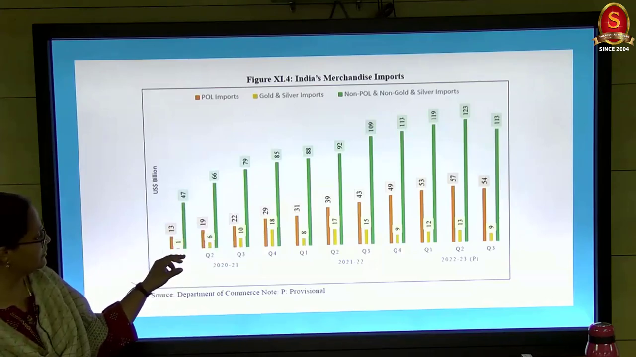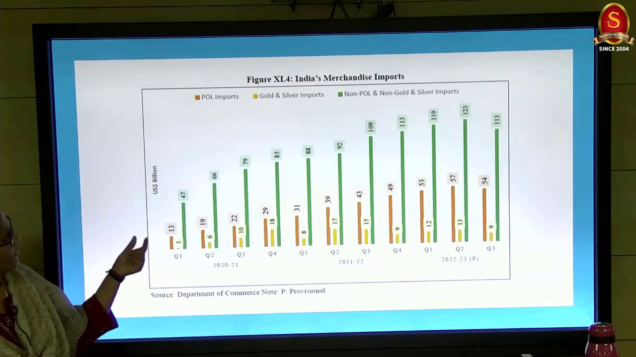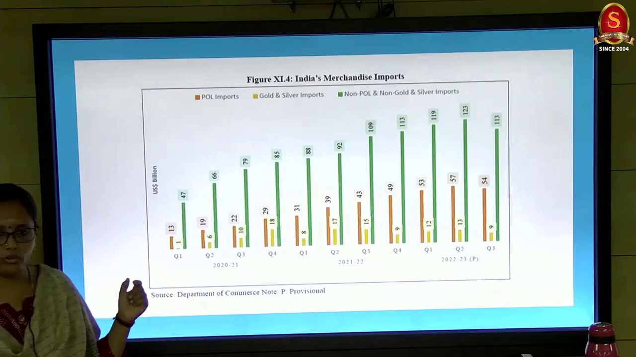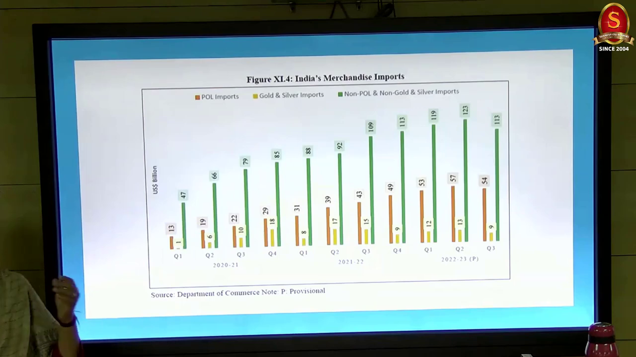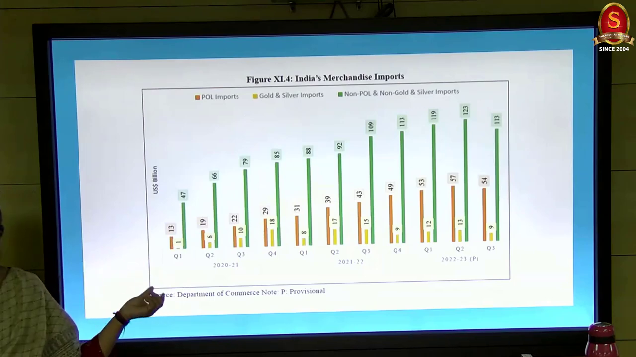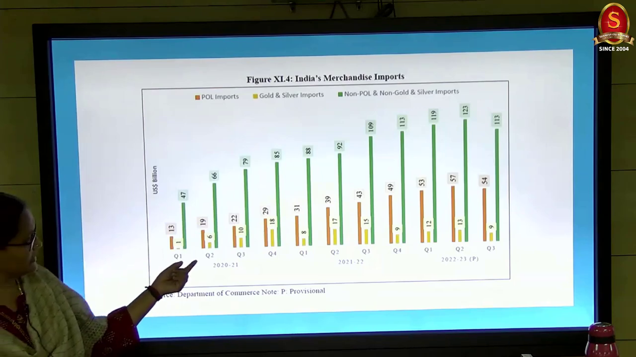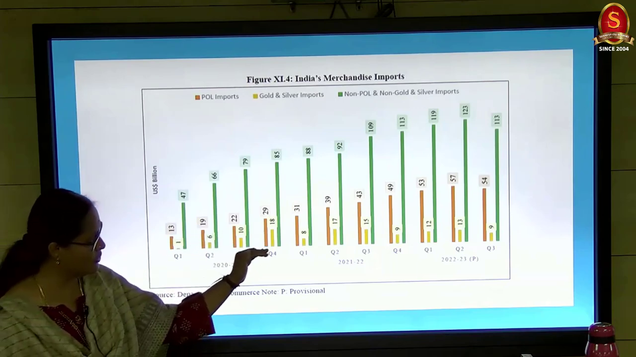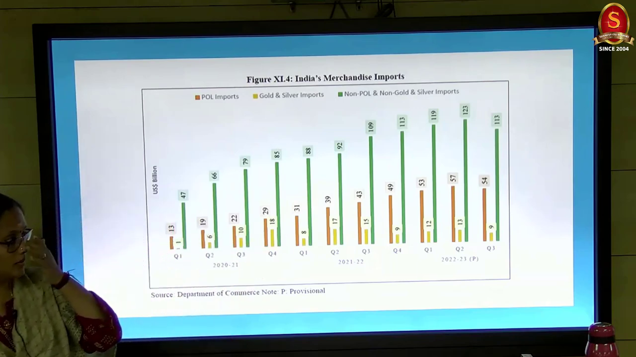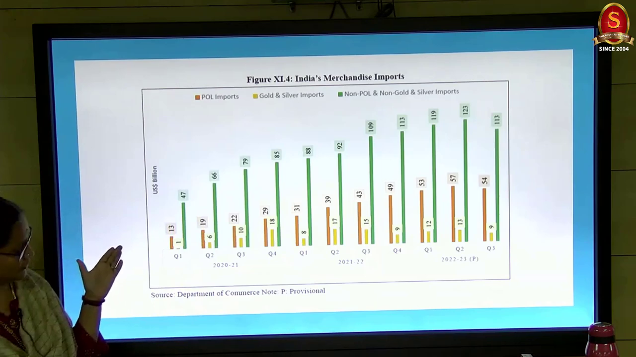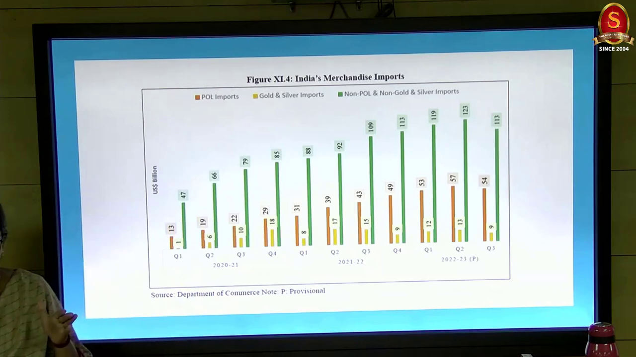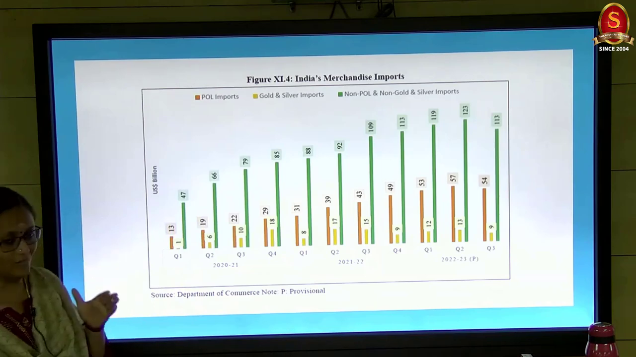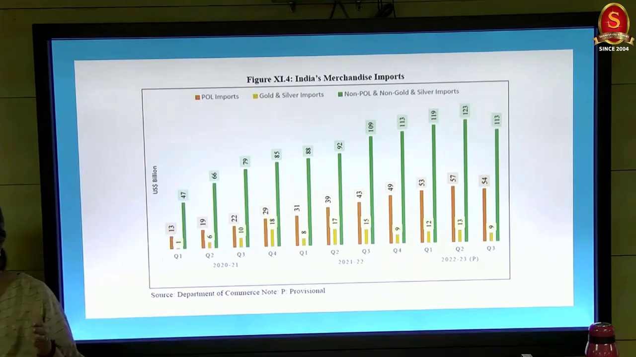And you have the yellow color for the gold and silver imports. Obviously, they made this yellow color for us to remember gold, right? So you can see that the color is actually fluctuating. If you think that gold and silver import is for domestic consumption, you have to have an alternate idea also.